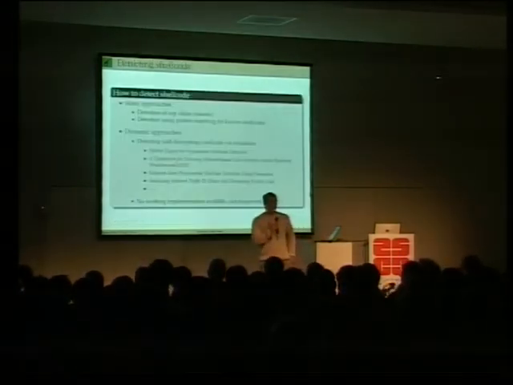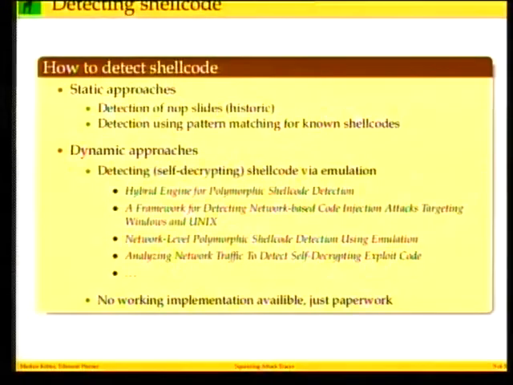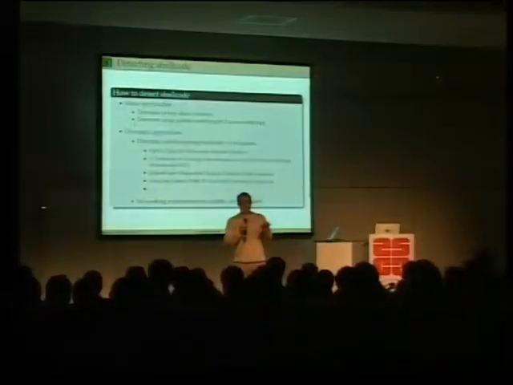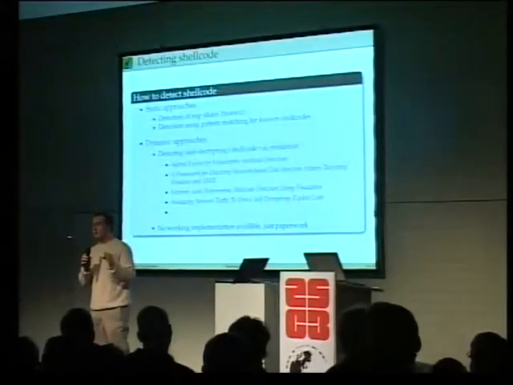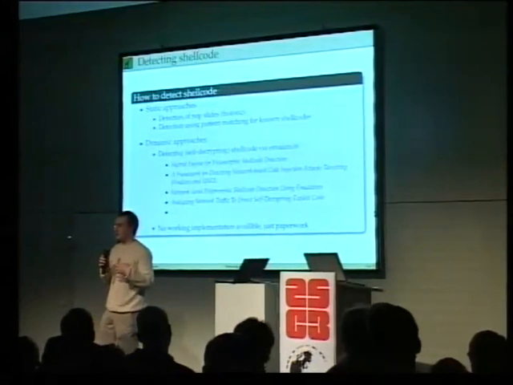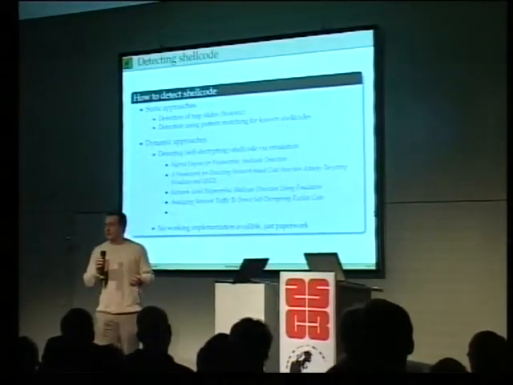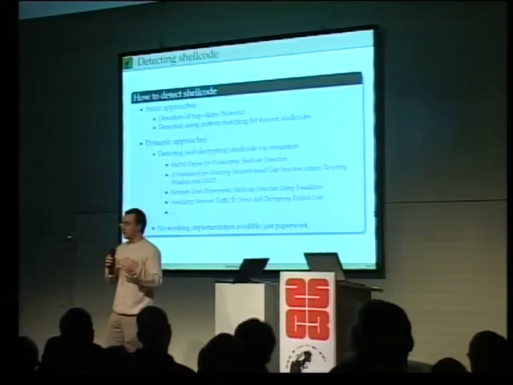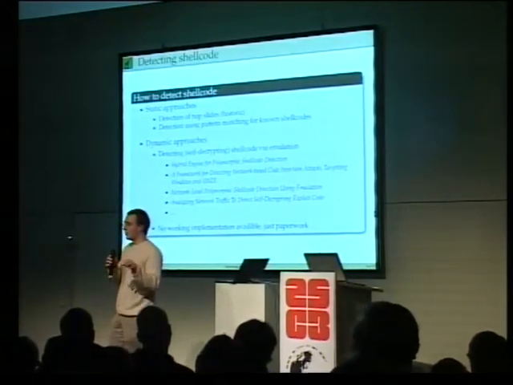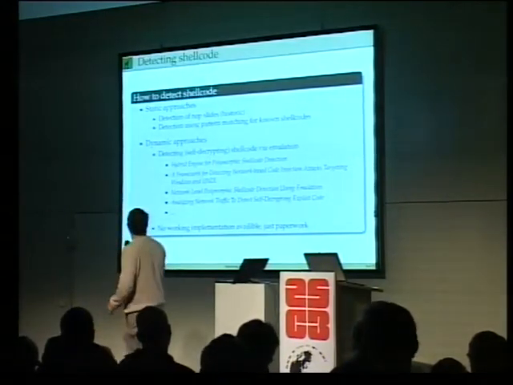How to detect shellcodes? There were static approaches, detection of NOP slides. It's pretty historic, nobody does it anymore. There are too many possibilities to create valid NOP slides. Detection using pattern matching for the decrypting part of a shellcode works, but the more patterns you have, the slower it gets, and it's pretty easy to create new decoders which do not match any signatures.